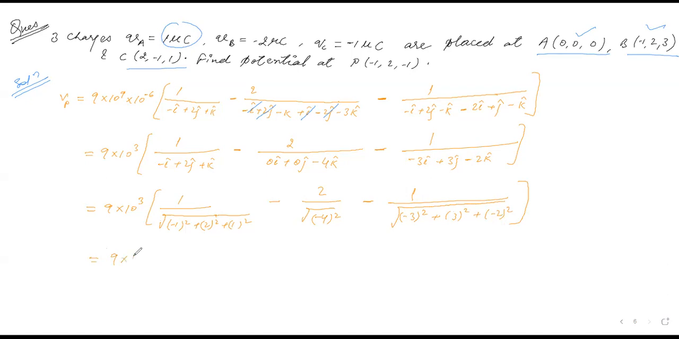Yes, sir. This is your 9 into 10 raised to the power 3, 1 over root of 1 square. Minus of 1 square is 1. Plus 2 square is 4 plus 1. Minus 2 over root of 4 square is 16. Minus 1, sorry, root of 16, right? Yes, sir. 1 over minus 3 square is 9. Plus root 9, plus 4. Note it down. Yes, sir.